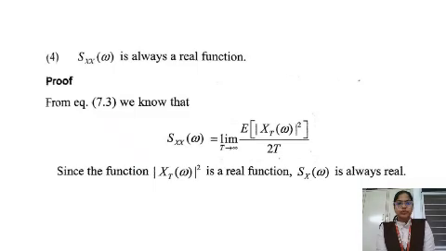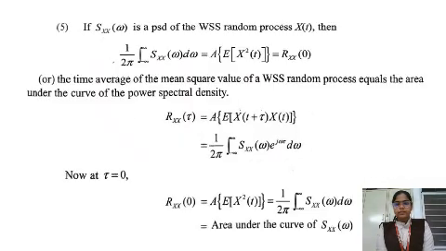The proof: from equation 7.3 we know that Sxx of omega is equal to the limit as T tends to infinity of E of the magnitude of X_T of omega whole squared by 2T. Since the function magnitude of X_T of omega whole squared is a real function, Sxx of omega is always real. And this is the fifth property.